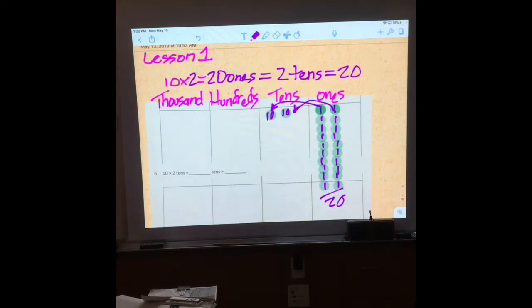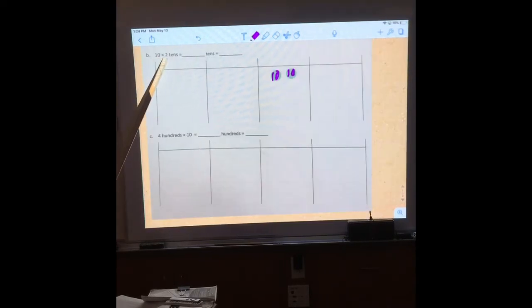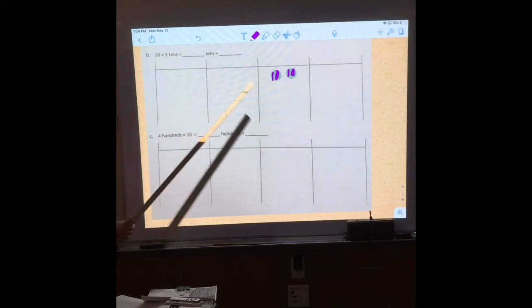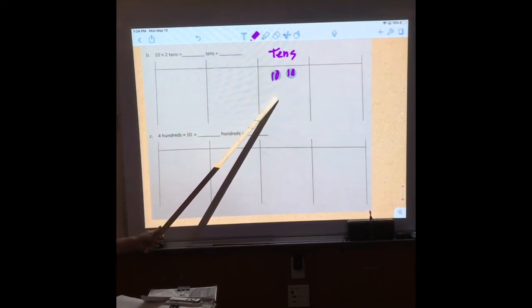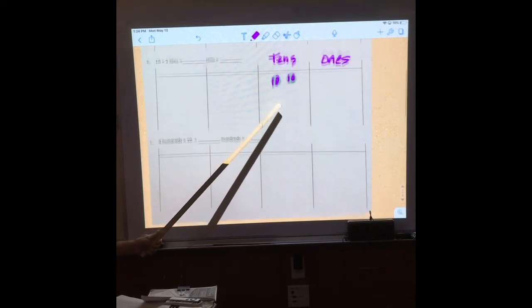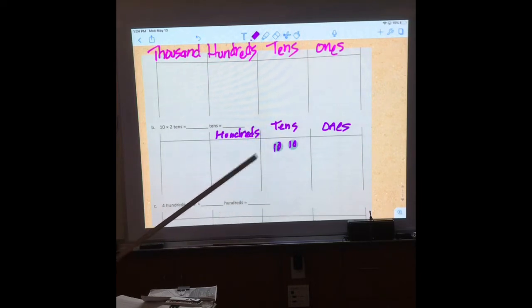20. Good job. All right, now we have 4 hundreds times 10. Are we ready for that? Okay, we have 10 times 2 tens. If you notice, we have our 2 in the tens category. This was our ones category from last time, if you remember. And this is our hundreds. We have our 2 tens. All right, this says 10 times 2 tens. How do we do 10 times 2 tens? What are we going to do with our tens here?